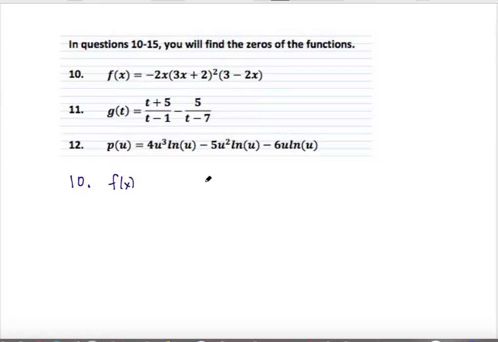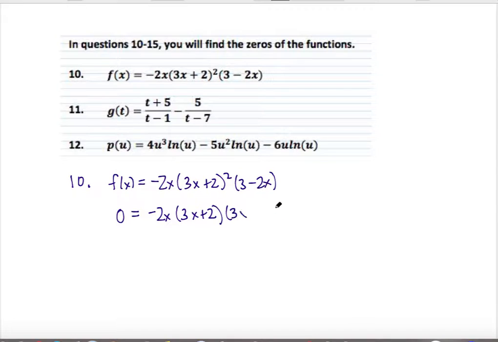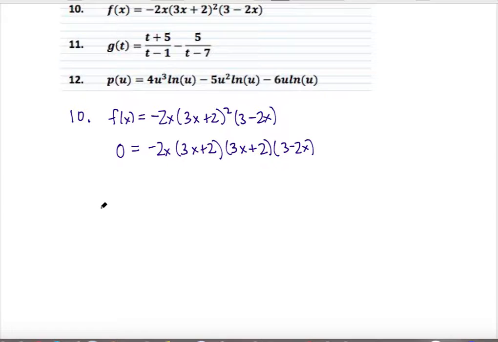Our function is f of x equals negative 2x times the square of 3x plus 2 times 3 minus 2x. For this function, in order to find the zeros, all I need to do is set it up as a factored polynomial. So I have 0, setting my function equal to 0, equals negative 2x times 3x plus 2, and I'm going to write this as the square, the multiplication of these two identical binomials, times 3 minus 2x. And then set each factor equal to 0.